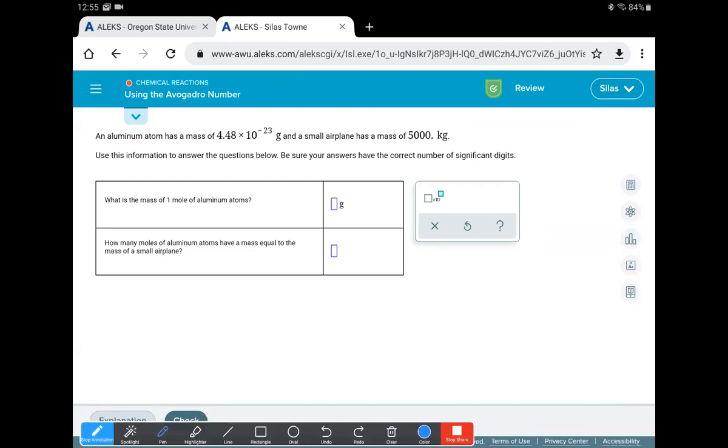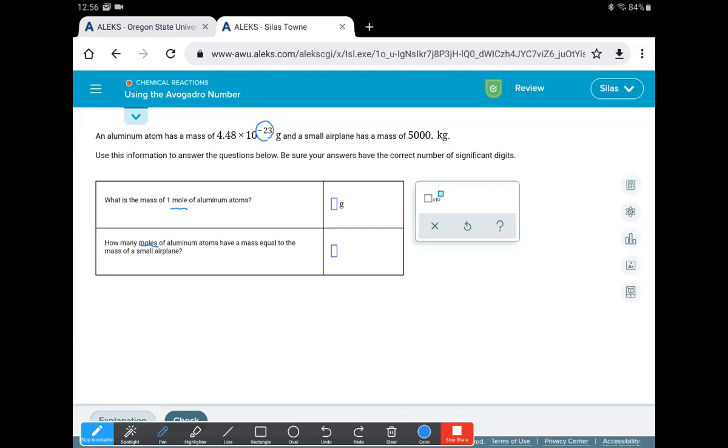Okay, here's a great question to help us understand Avogadro's number, which is also known as a mole. You will see the word mole here. And so here we have the mass of a single aluminum atom, which is tiny, tiny, tiny. So that's the purpose of a mole, to get to a reasonable size number when we're dealing with atoms.